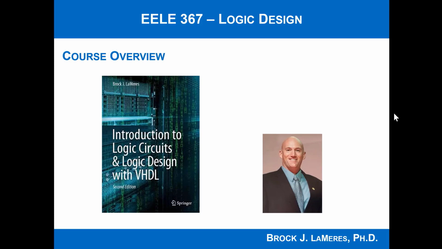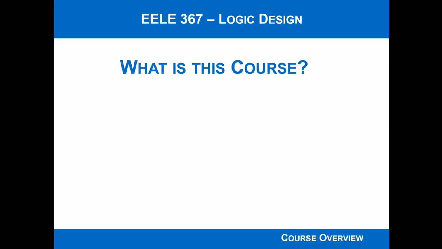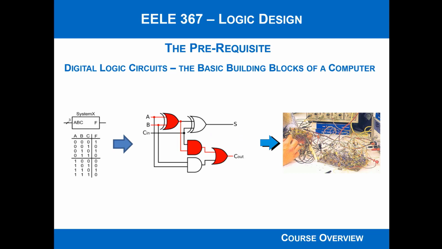So let's begin with what this course is all about. To do that, sometimes it helps to take a look at the prerequisite for this course to put it in context of what we're trying to accomplish. The prerequisite is a course in digital logic circuits. That could be either EELE 261 at Montana State or an equivalent class at another school. The goal of that was to start looking at the basic building blocks of a computer.